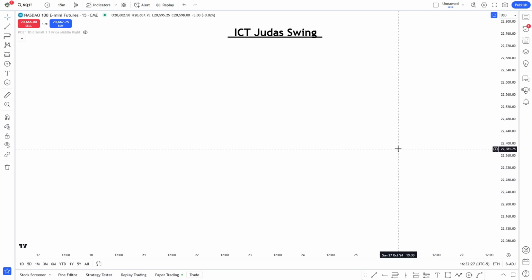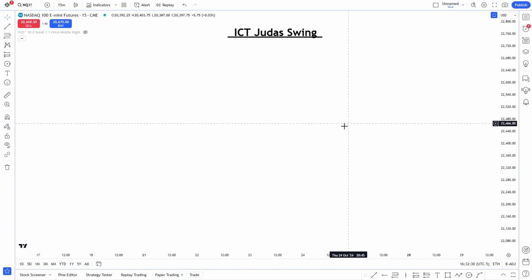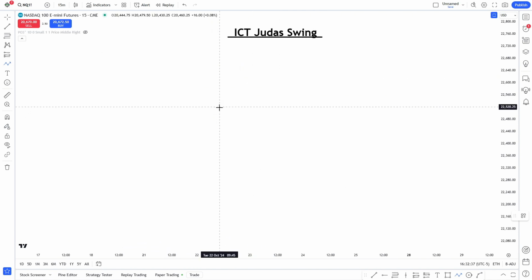In this video I'll be explaining to you exactly what the ICT Judas swing is. So first off, let's start off by defining what an ICT Judas swing is. A Judas swing is simply a fake move. Okay, so let's say we're anticipating a move in the market. The Judas swing is the fake move before the actual move ensues.